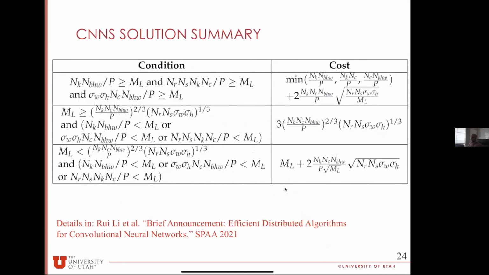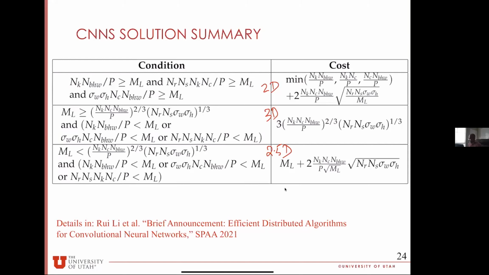So this is the final summary solution for an efficient distributed algorithm for CNN. And as with the matrix multiplication analogy, we do have similar conditions, and we have the equivalent of the 2D, the 3D, and the 2.5D variants for distributed CNN, with these being the conditions under which those can be implemented. The details for this are in a brief announcement that was presented at SPAA earlier this year.